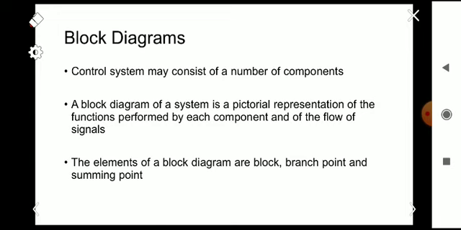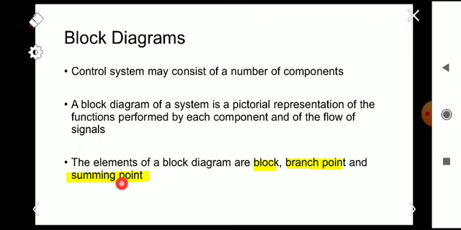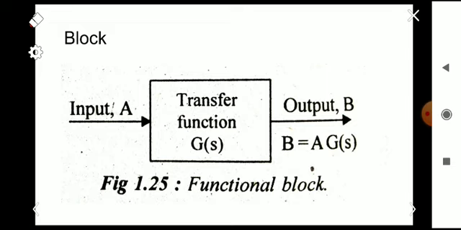Okay, so the main three elements of a block diagram are the block, the branch point, and the summing point. Okay, so these are the main three elements of a block diagram. Okay. So first we are going to talk about the blocks. Okay, so in a block diagram, all system variables are linked to each other through these functional blocks.